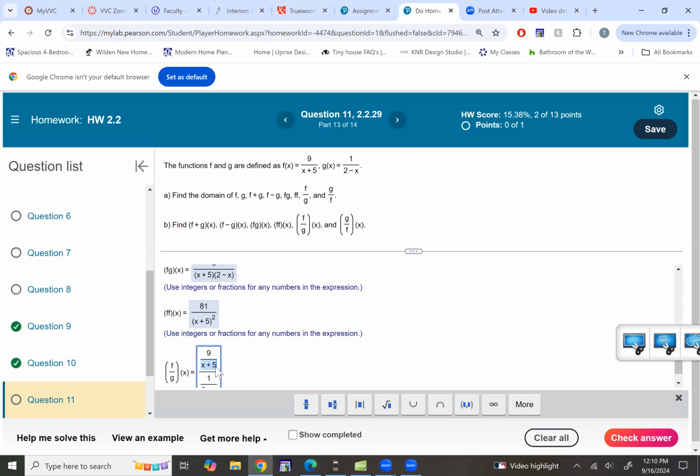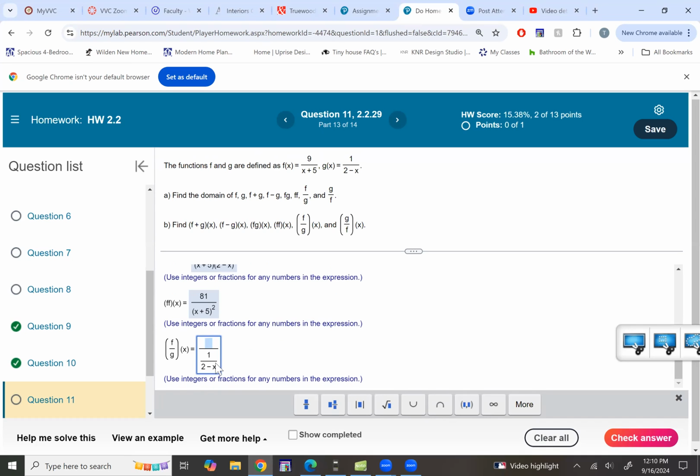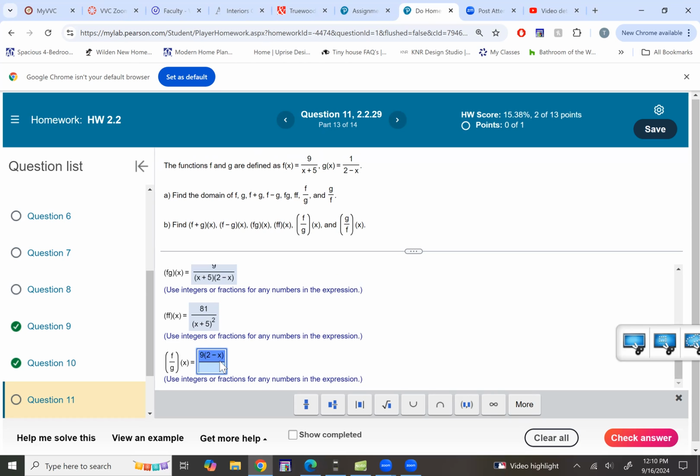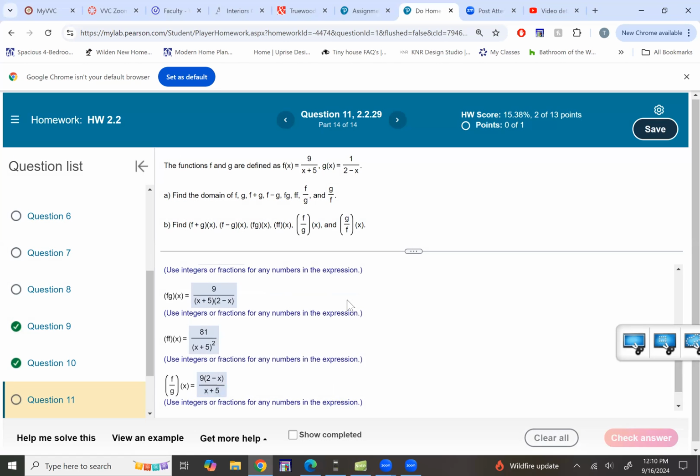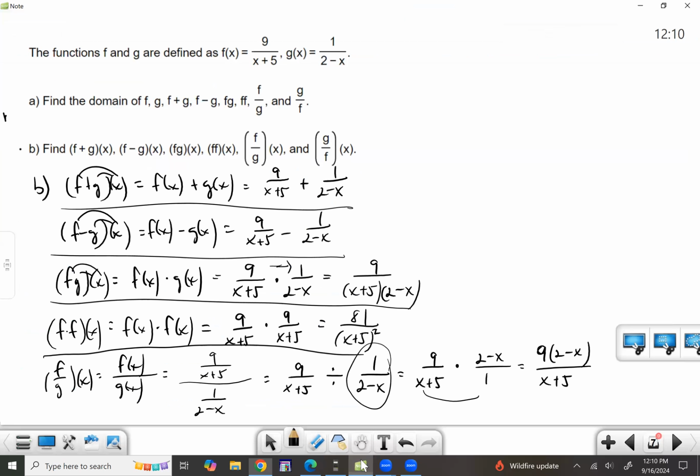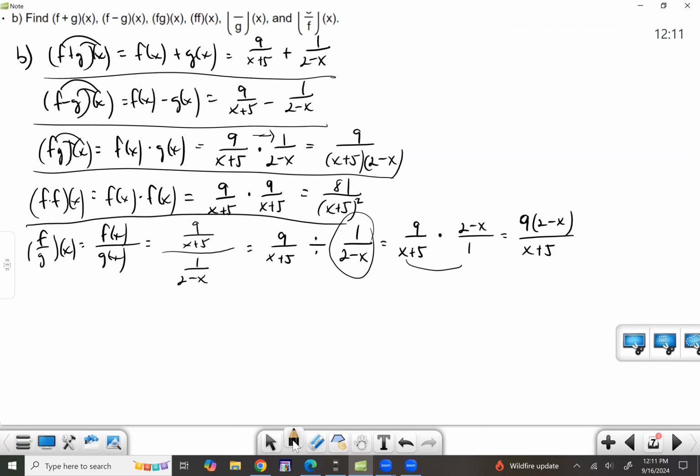Okay, so now my next question is, how far does it want me to take that? Can I leave it as 9 parentheses 2 minus x, and then the denominator has to be x plus 5? So in other words, do I have to distribute that 9, or will it let me do that? It let me do that. Okay. I'm glad. It should make us clean this up. Nobody wants to look at a fraction inside of a fraction, right? This is way better on the eyes. So I'm very glad that it's programmed to make you go a little bit further.